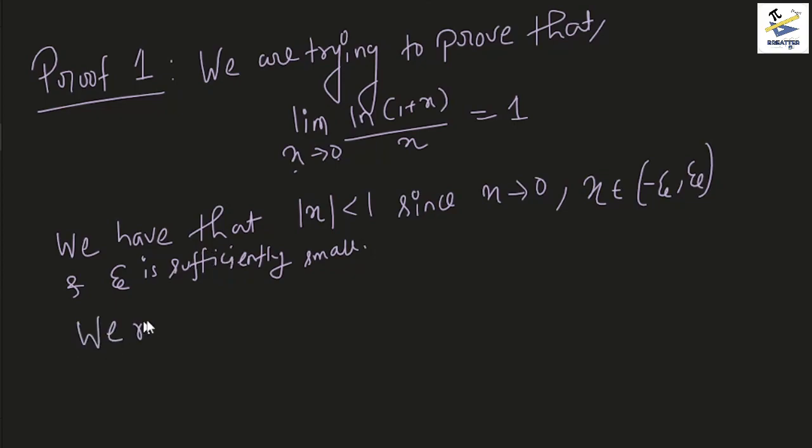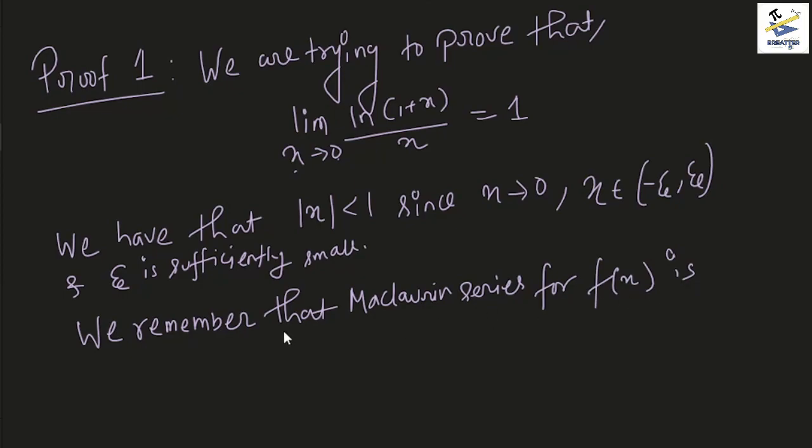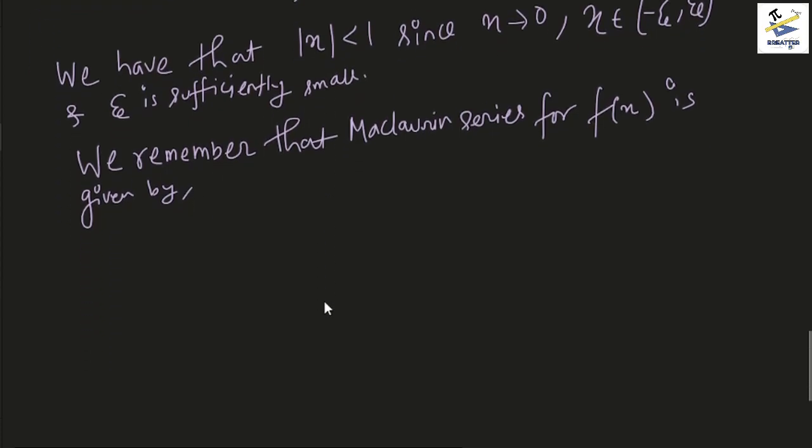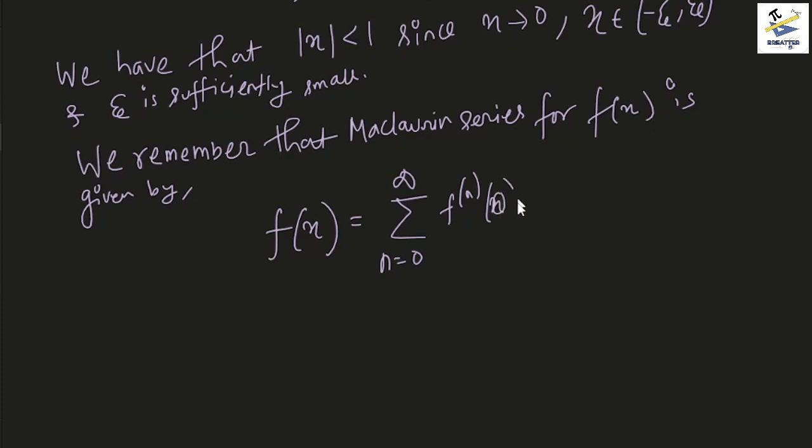We remember that the Maclaurin series for f(x) is given by f(x) equals summation n equals 0 to infinity of the nth derivative of f at the point 0 divided by n factorial into x to the power n, right? And here we have mod x less than 1, since we are trying to find it for logarithm of 1 plus x, which is only defined for minus 1 less than x less than 1.